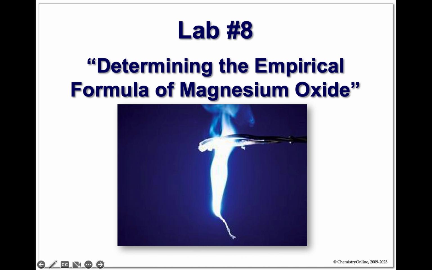We're going to do Chapter 7 today. But before we do Chapter 7, on Wednesday we're doing a really neat lab, determining the empirical formula of magnesium oxide, lab number 8. It's an interesting lab and it's a little bit scary. So I wanted to go over it before we did it.